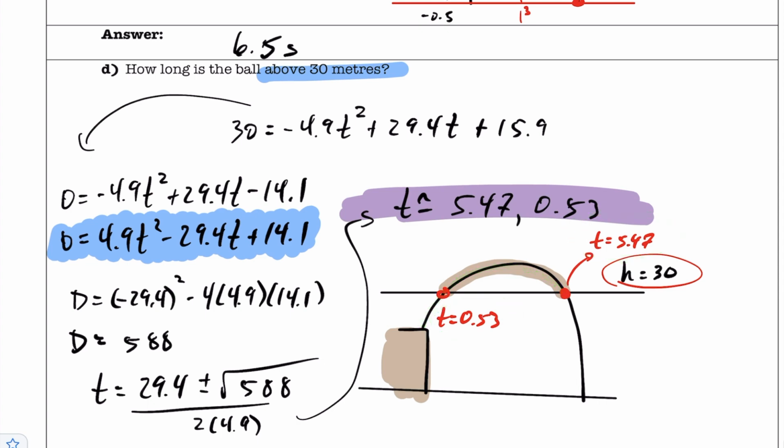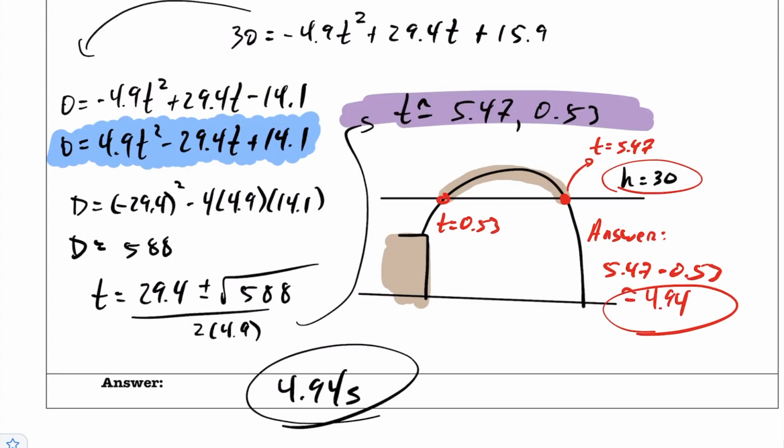So by subtracting those times, our answer is going to be 5.47 minus 0.53 seconds, which gives us our answer of approximately 4.94 seconds the ball is above 30 meters. Let's take a look at the next question.